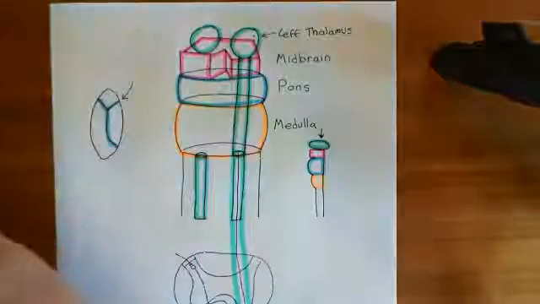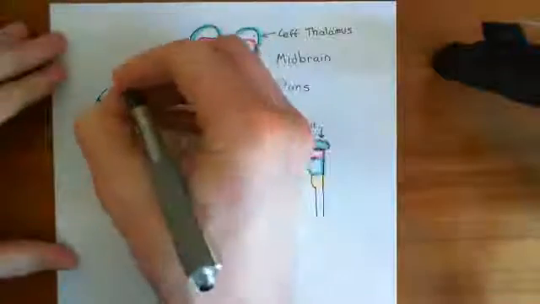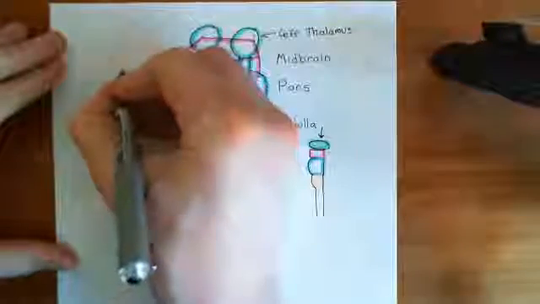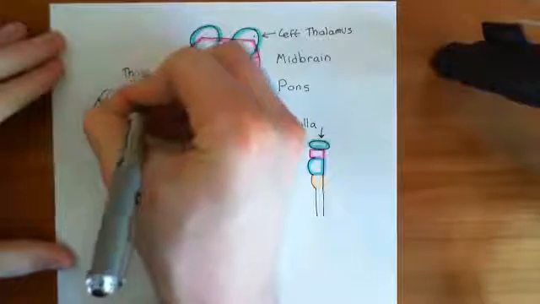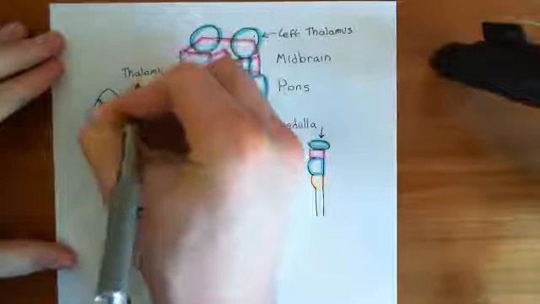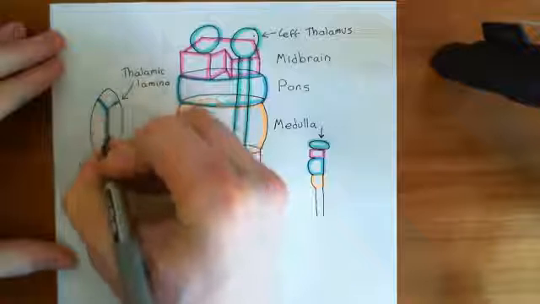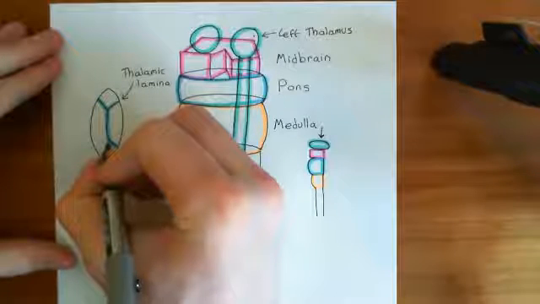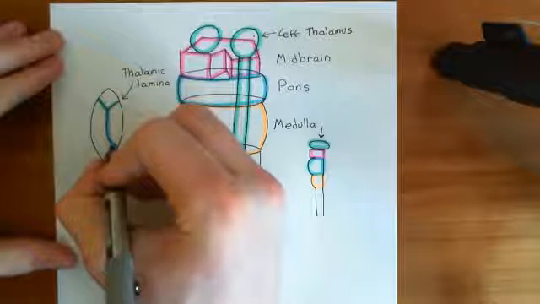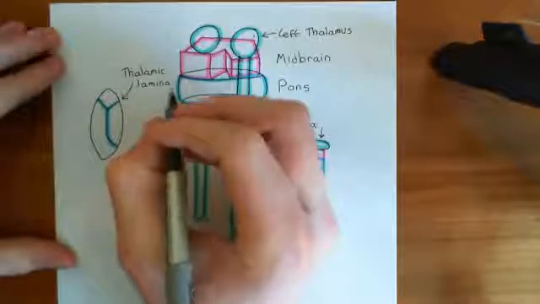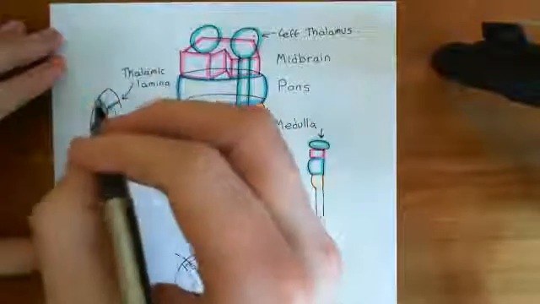Okay, so now let's talk about the different nuclei of the thalamus. So this is the thalamic lamina, and we're drawing the left thalamus. The thalamic lamina back here curves in towards the medial portion, basically. Right, the different nuclei then.